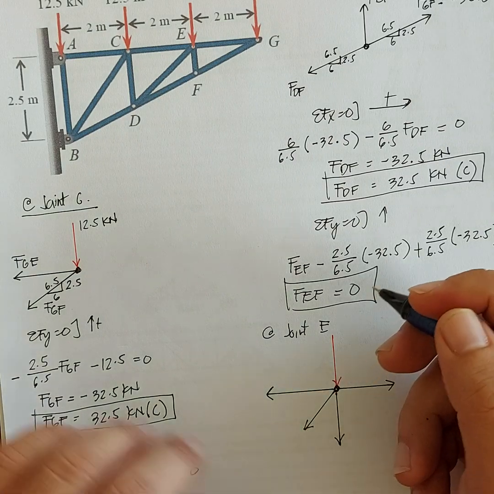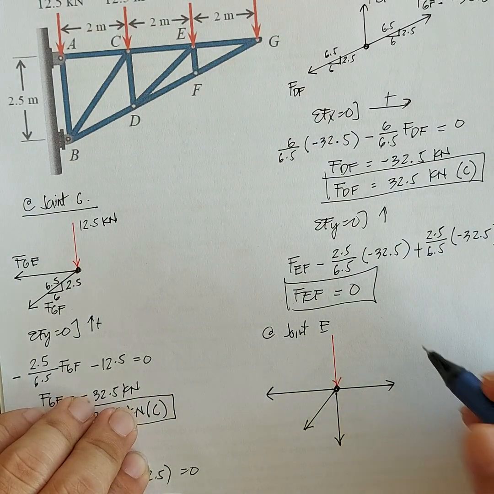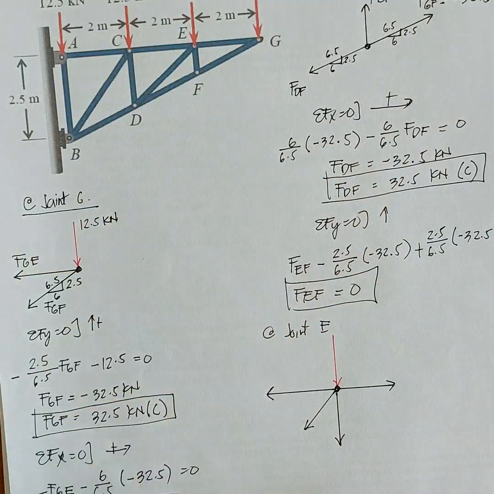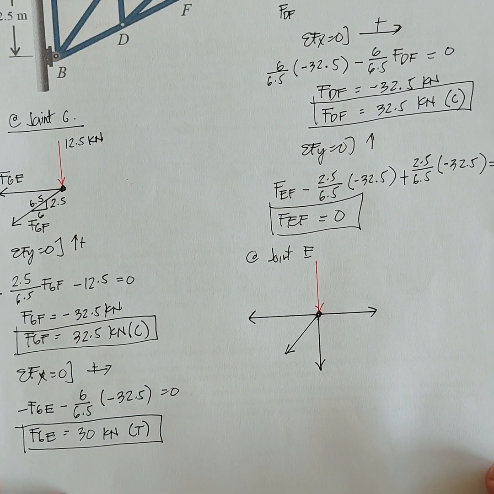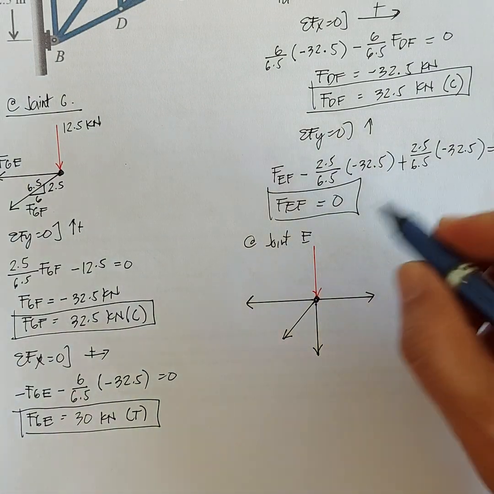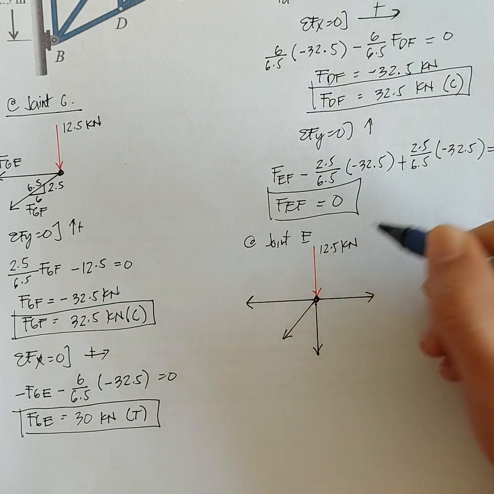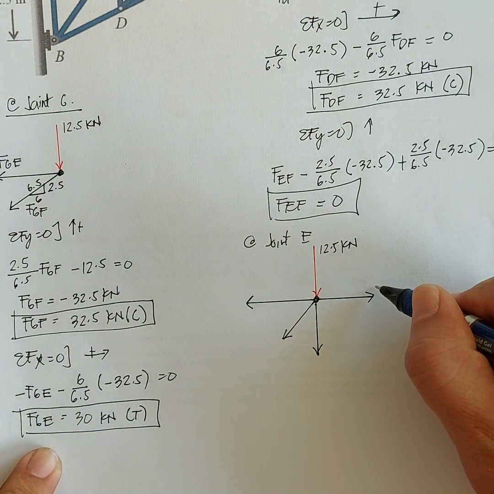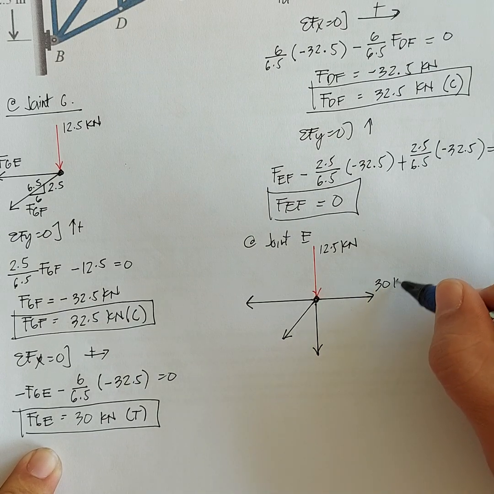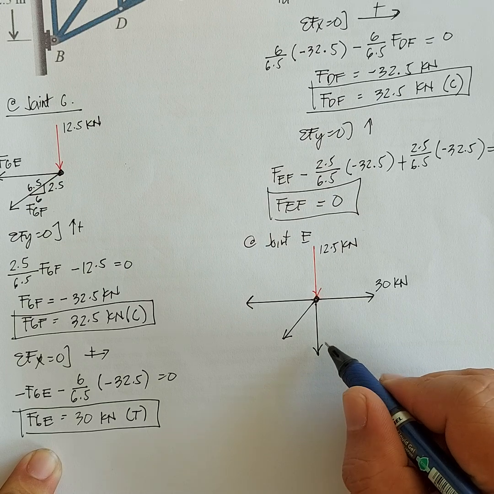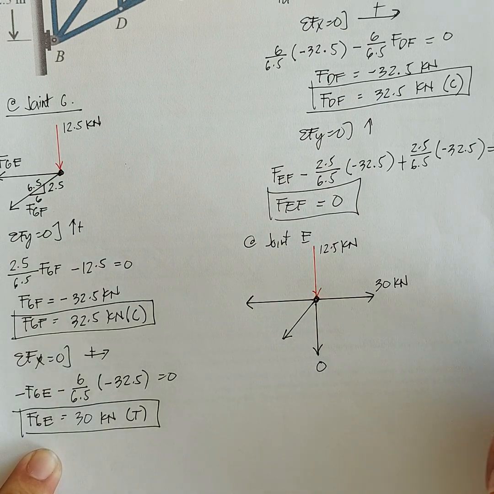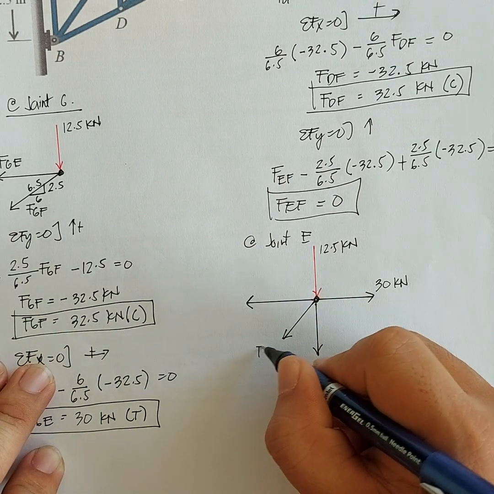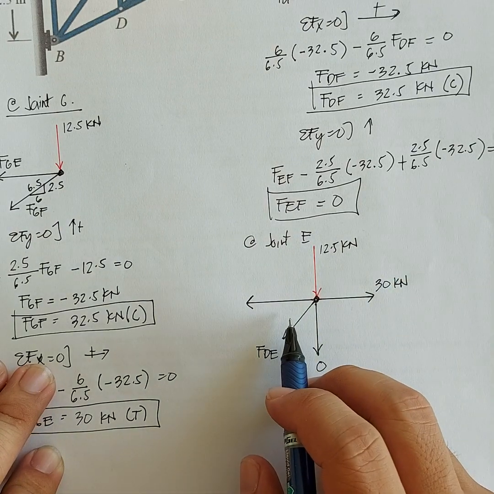Many forces are involved. This is 12.5 kilonewtons. And we have solved for FGE earlier. FGE is 30 kilonewtons. And EF is 0. And this is FDE, also unknown. And this is FCE.